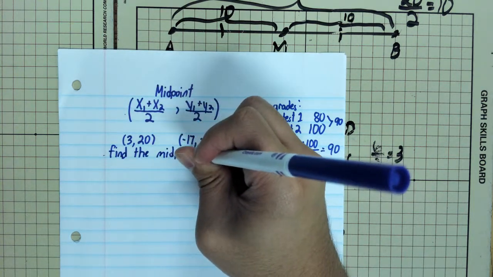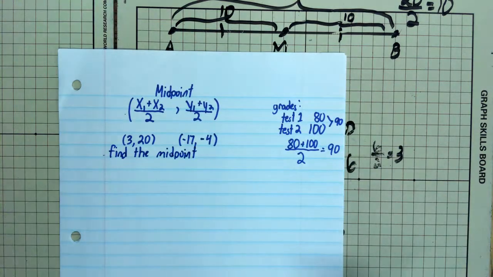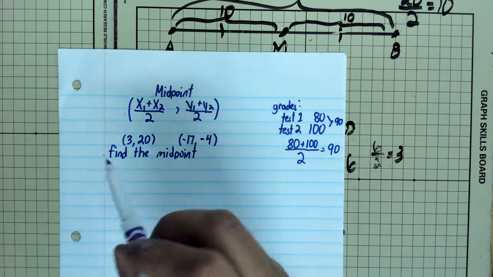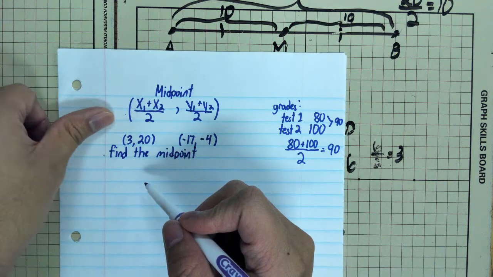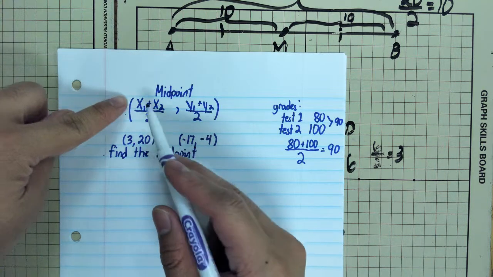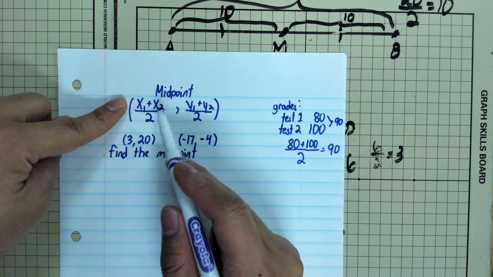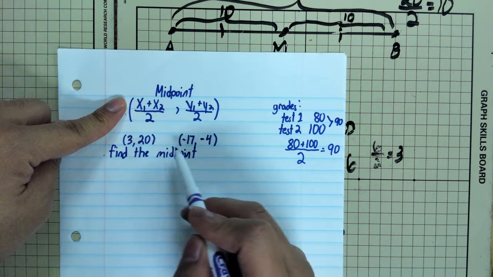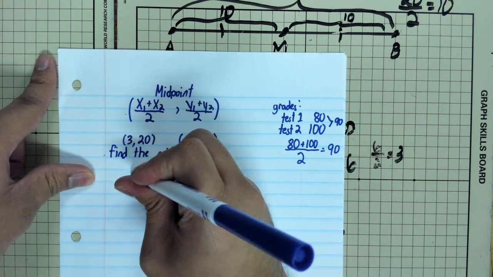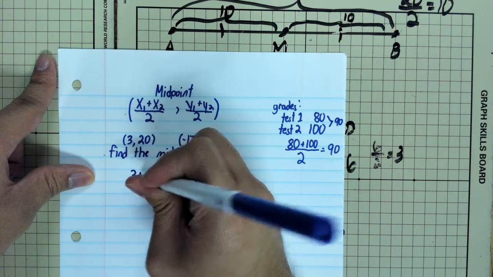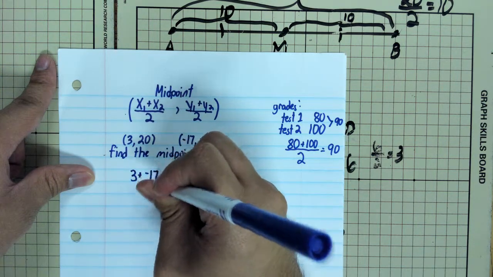So this is an example of my numbers are too big for me to count on a graph. You can try, but it's going to take some time. So now let's use the formula. First I'll solve the x side. It tells me I add the two x values, x1 which is 3 and x2 which is negative 17. So that becomes a 3 plus the negative 17.